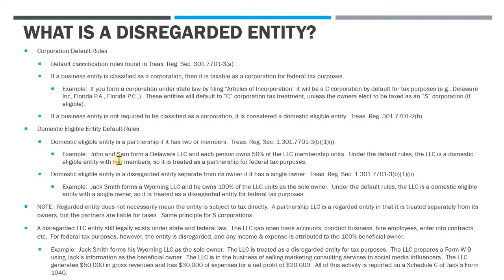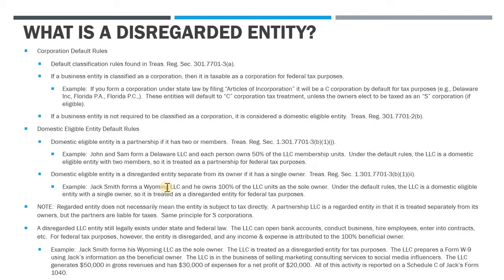So for the partnership, we look at the example here. This is a very common fact pattern. We have John and Sam form a Delaware LLC. Each person owns 50%. Under the default rules, this LLC is a domestic eligible entity with two members, so it's going to be a partnership for federal tax purposes.